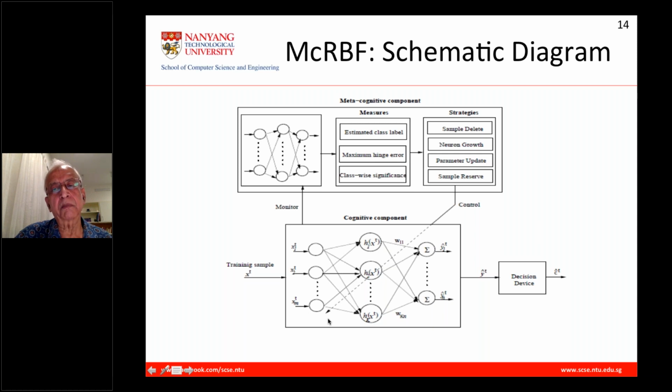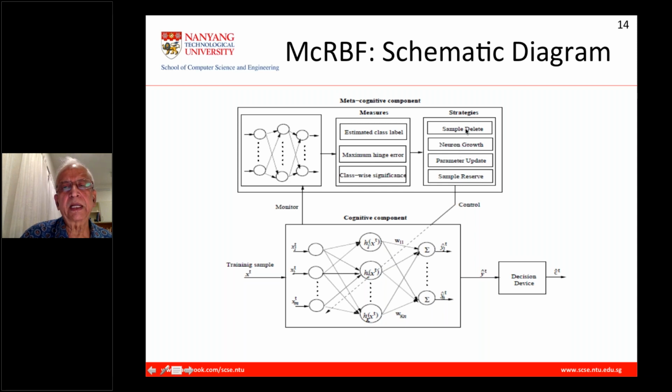Now I bring the concept of metacognition. This block is metacognition. It has a monitoring part and a control part. What is the monitoring part? I just take the same network and get the signals from here. What are the monitoring signals? Whether the estimated class label is the correct class label, and another is the hinge error. We use a hinge loss function and take the error and class-wise significance, some measures and metrics. Based on that, I decide. This is the control strategy.